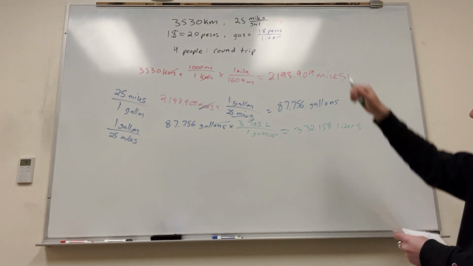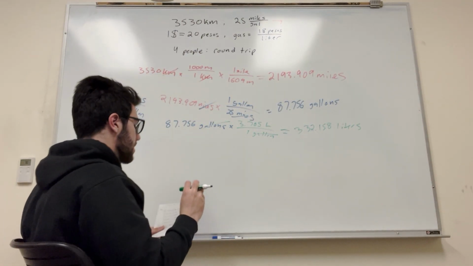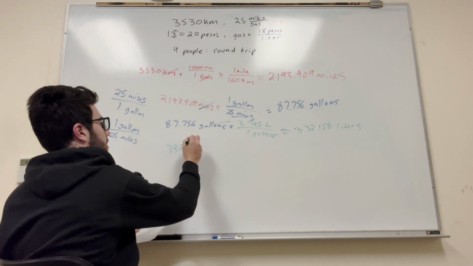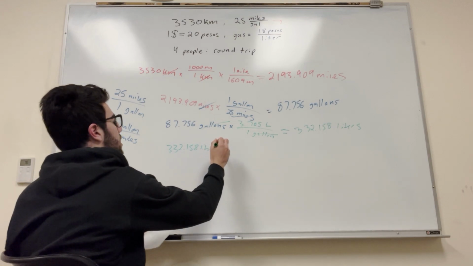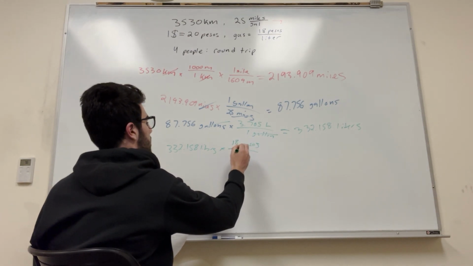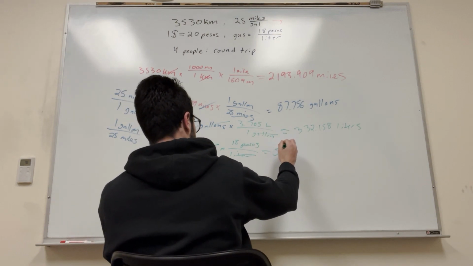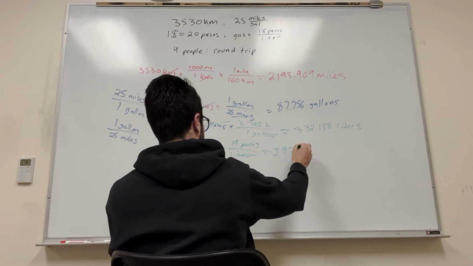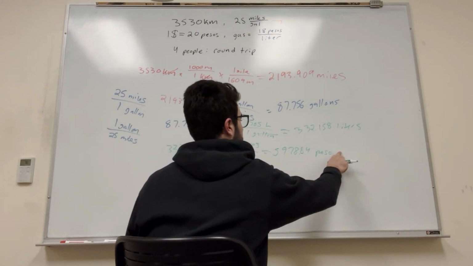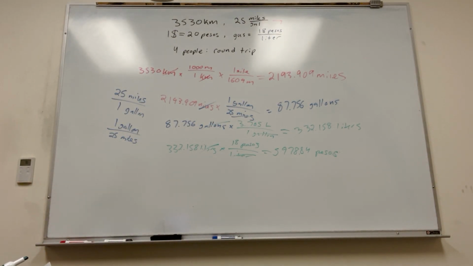So now that we know that gas is 18 pesos per liter, we can go over here and say, okay, so we want to use 332.158 liters times 18 pesos per liter. Liters cancel, and you get, how many pesos is this? 5,978.84 pesos. Okay, so you might be tempted to think that this is your answer.